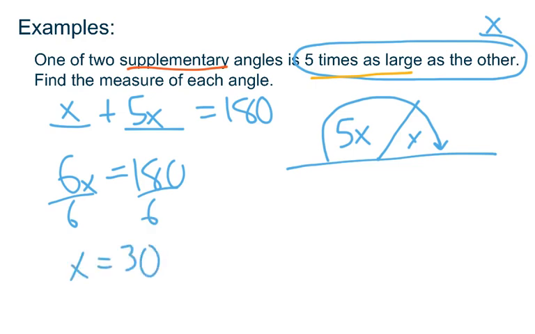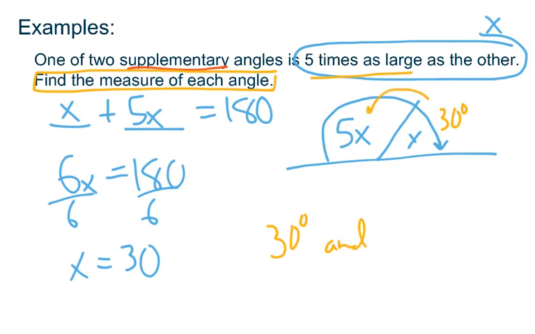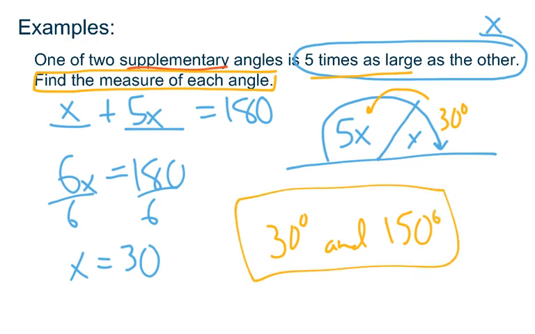Now, again, we have to make sure that we're answering the question that is posed, or solving the problem that is posed. Find the measure of each angle. Well, we found this one. That's 30 degrees. So 30 degrees, and then we have to figure out what this one is. Well, that's 30 times 5, 150 degrees. So there's our final answer there.